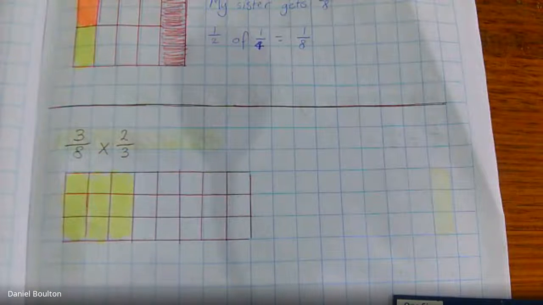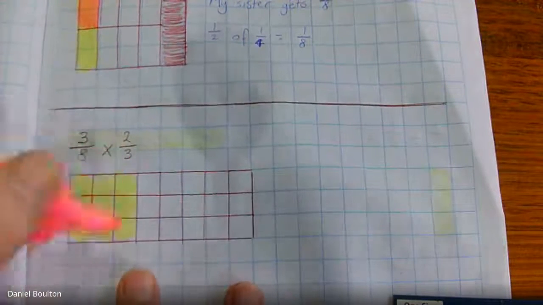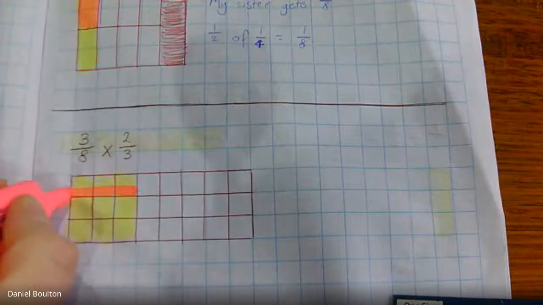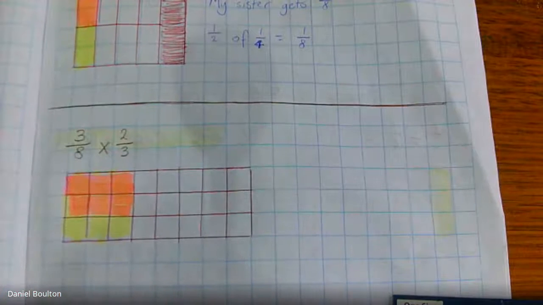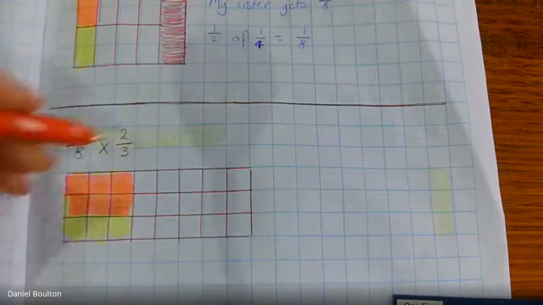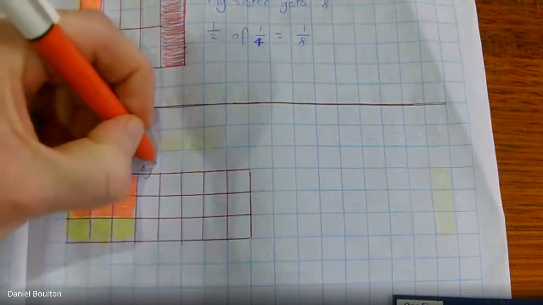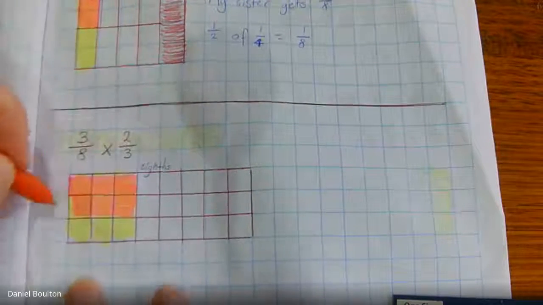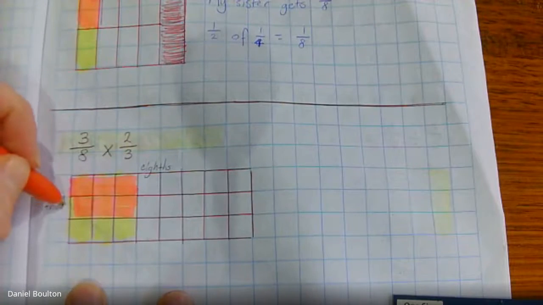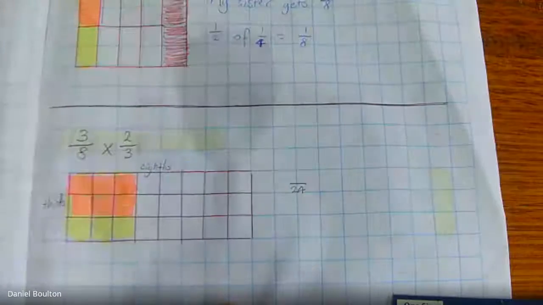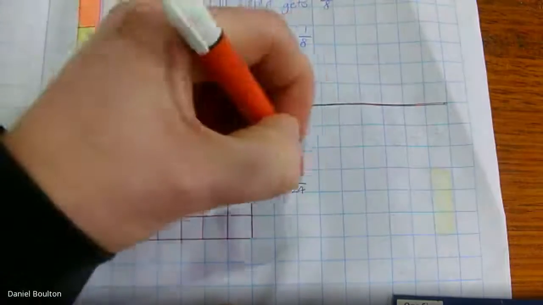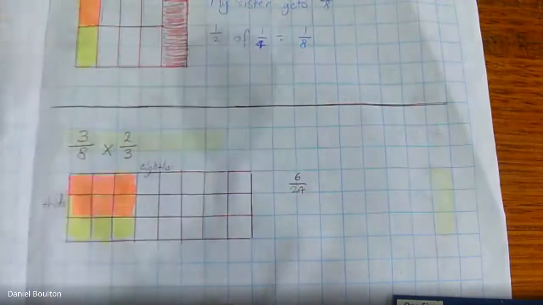Then it said I was giving them 2/3 of that. So what I'm going to do is highlight my thirds, 1, 2. And now what I need to do is figure out how many parts there are. So there were eighths this way, and then I had thirds this way. Altogether, that would give me 24 parts, and I have got 6 out of them.